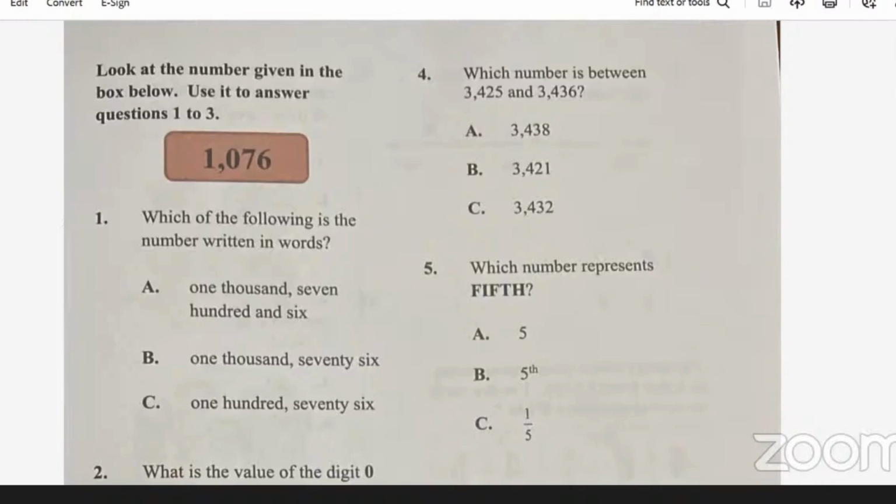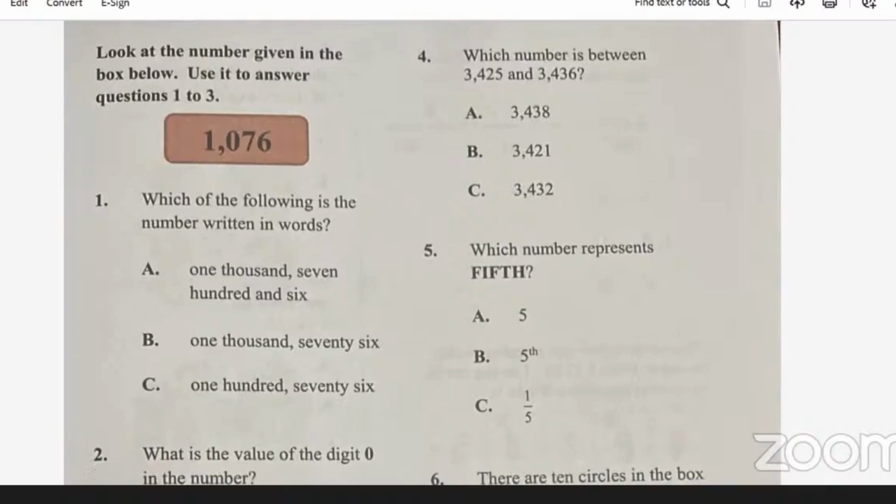All right, so let's get to the first question. It says, look at the number given in the box below. Use it to answer questions 1 to 3. So the same number will be used to answer 3 questions.